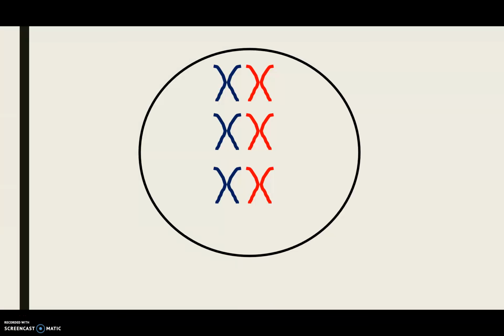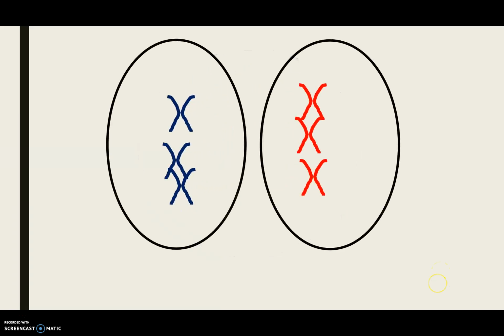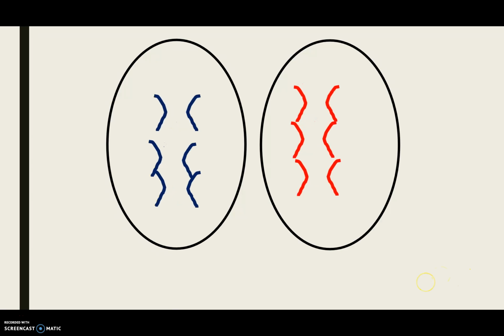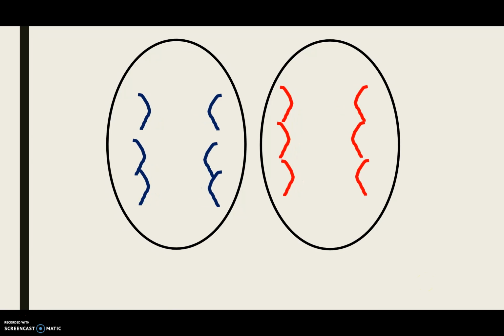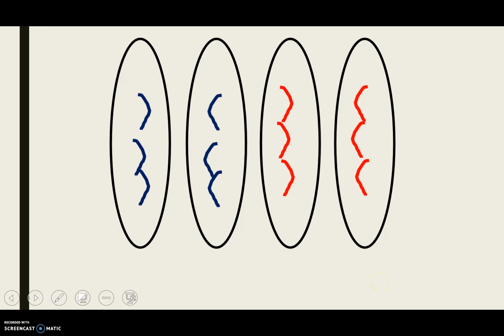So here we see a cell where we have our homologous chromosomes paired up in the middle of the cell, and in meiosis 1, these homologous chromosomes are going to get pulled apart, and then it divides into two daughter cells. Then they will move to the middle of the cell, where the sister chromatids get pulled apart. And then cytokinesis happens again. Cytokinesis occurs, and now you have 4 daughter cells.